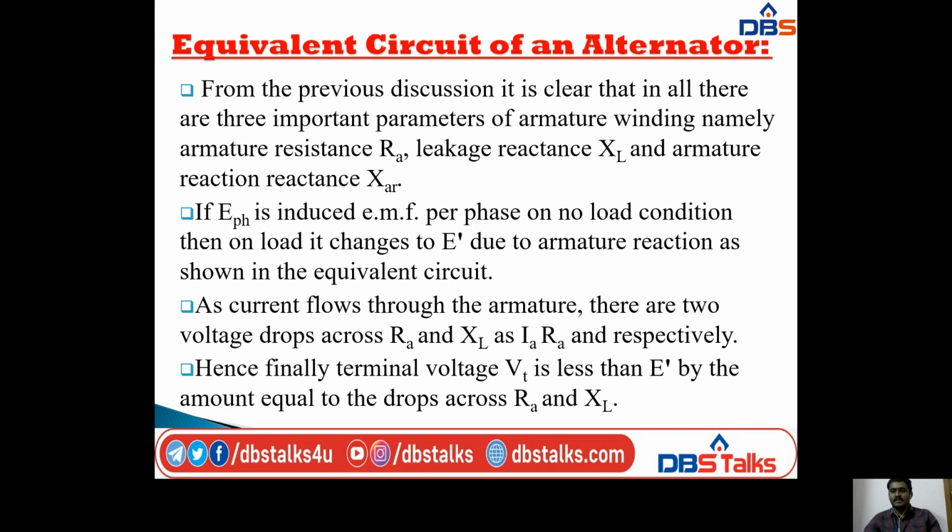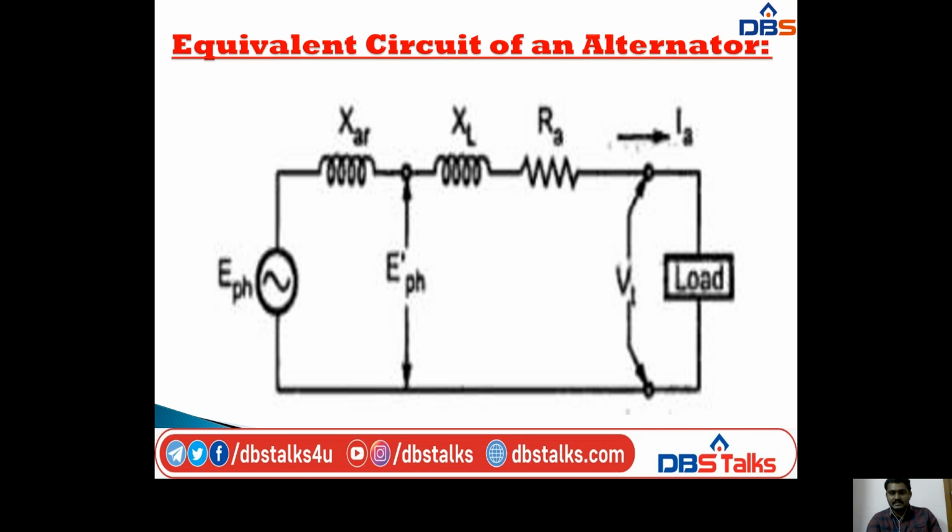So here, if E phase is induced EMF per phase on no load condition, then on load it changes to E dash due to armature reaction as shown in the equivalent circuit. So this is the equivalent circuit of an alternator. Here I am taking XAR, the armature reaction reactance, XL, the leakage reactance, and Ra, the armature resistance, and it is connected to E phase, that is the phase voltage at no load.